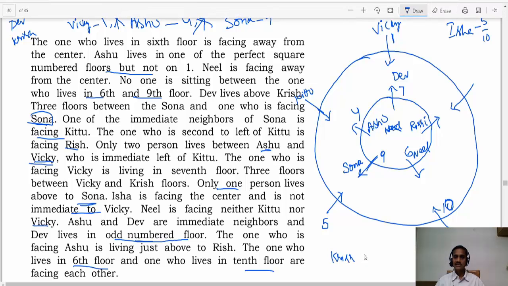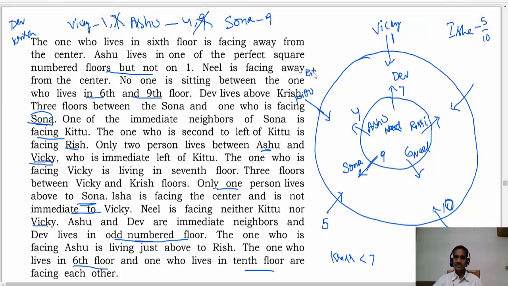Now Chris is lesser than what? Lesser than 7. Okay? The one who is facing Ashu is just above Rishi. Just above Rishi means Rishi plus 1. Whatever Rishi's value is, Rishi plus 1 must be Kittu. Kittu is Rishi plus 1.